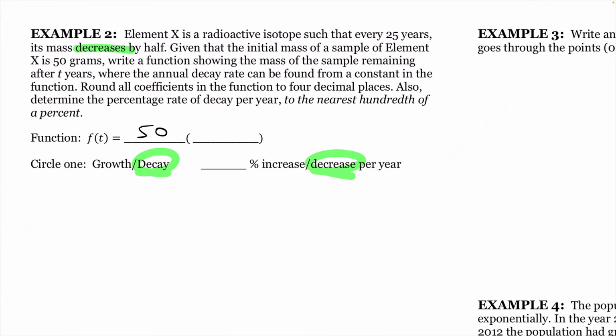So I know it's going to be 1 minus. Do they give me a percent every year? No, they just say every 25 years it's going to be cut in half. Well, that's great, but I don't have 25 years. I want to know how much in 1 year it is going to decrease. 2 years, 3 years. So we got to figure that out.